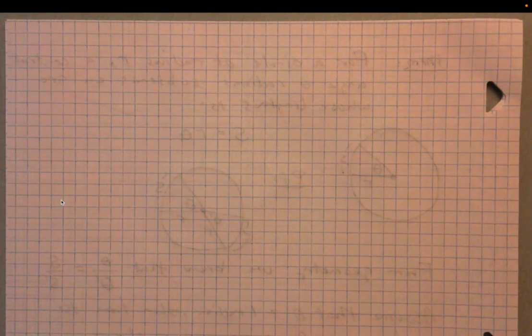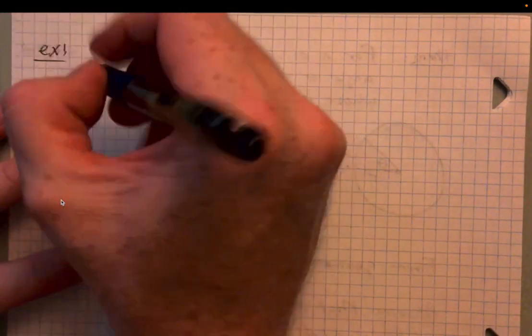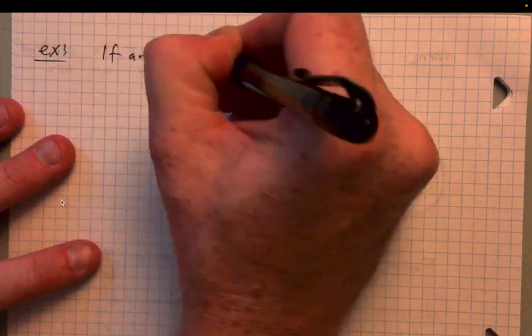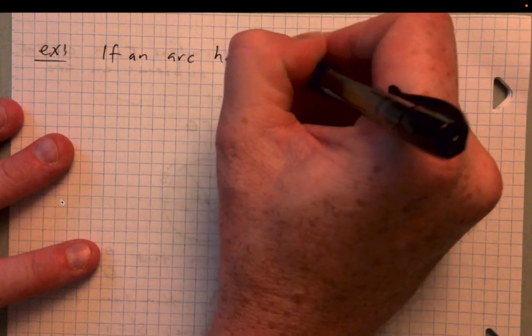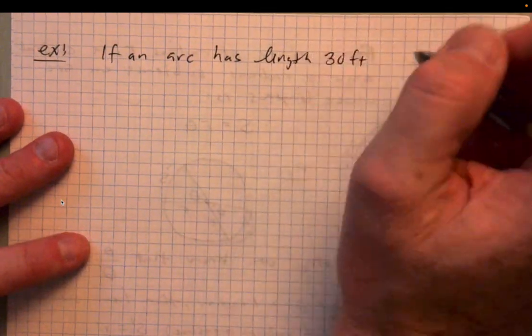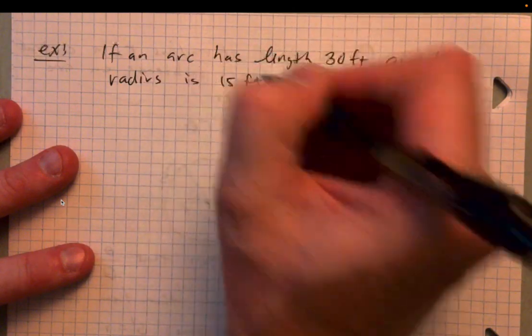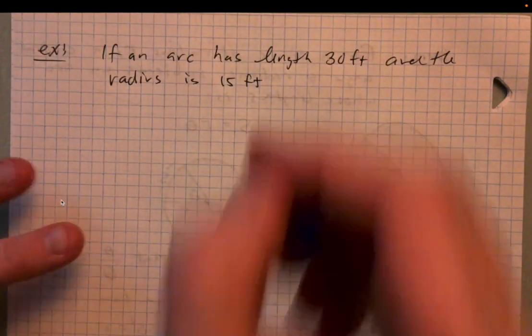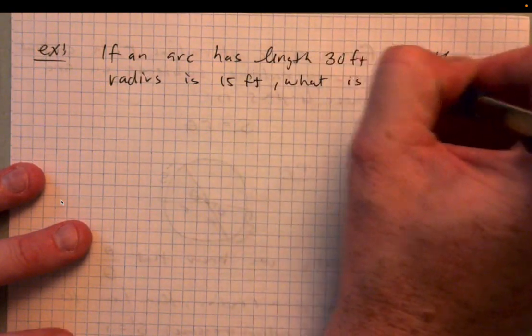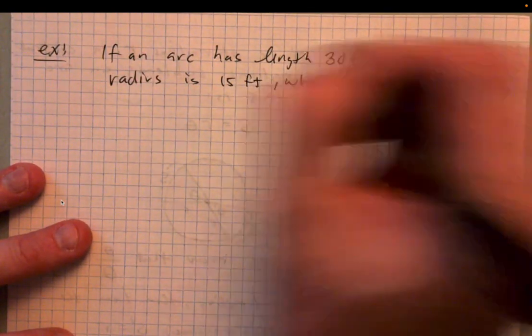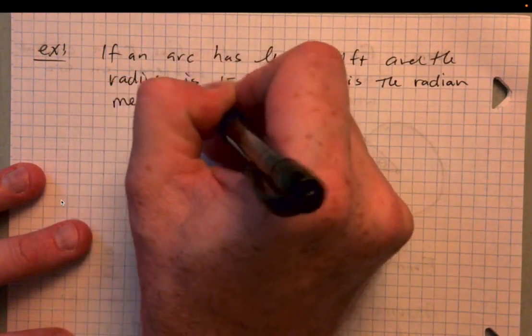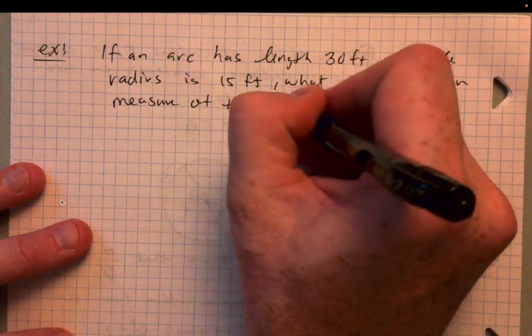One more example here. Let's say if an arc has length 30, here we're going to kind of scramble up the information a bit. So if an arc has length 30 feet and the radius is 15 feet, what is the radian measure of the central angle?